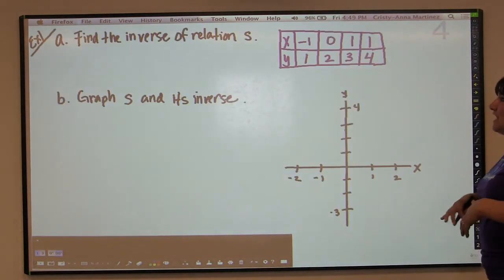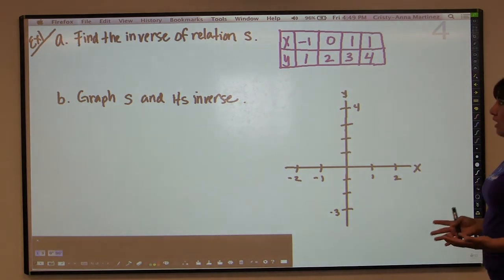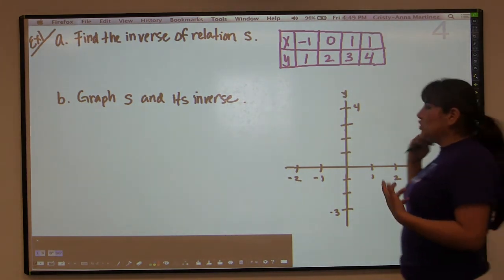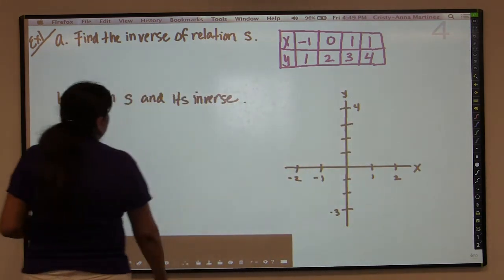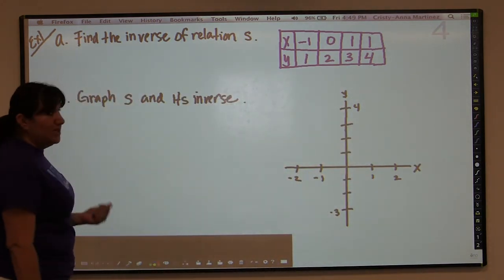So now what I want to show you is how to apply this so that you can do your homework, obviously. That's the goal, right? So here's the first example. Find the inverse relation. And this is probably the easiest part.